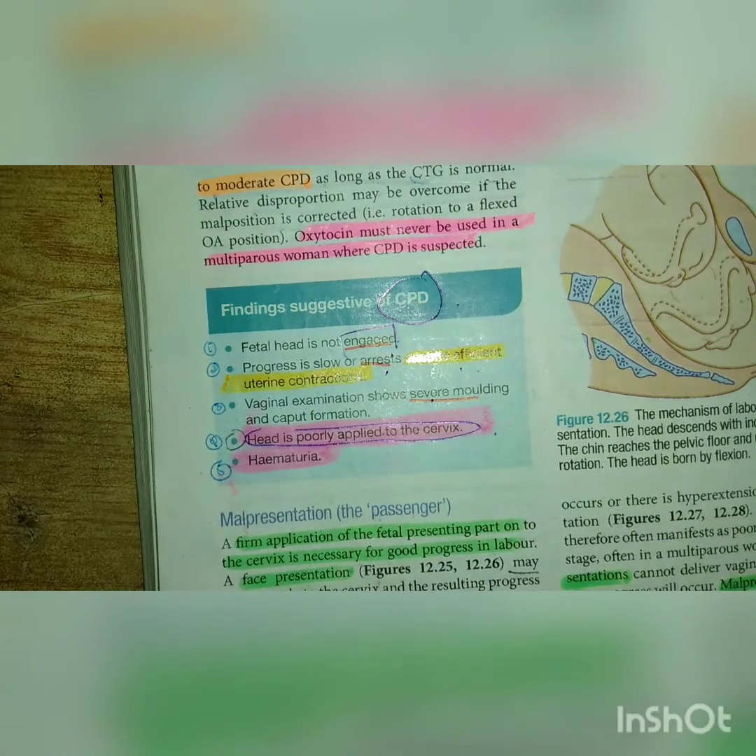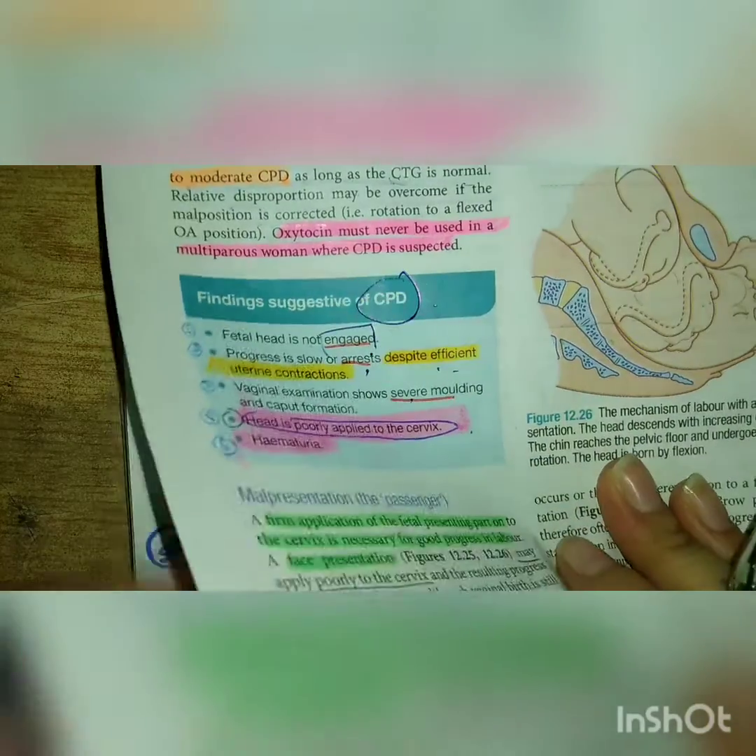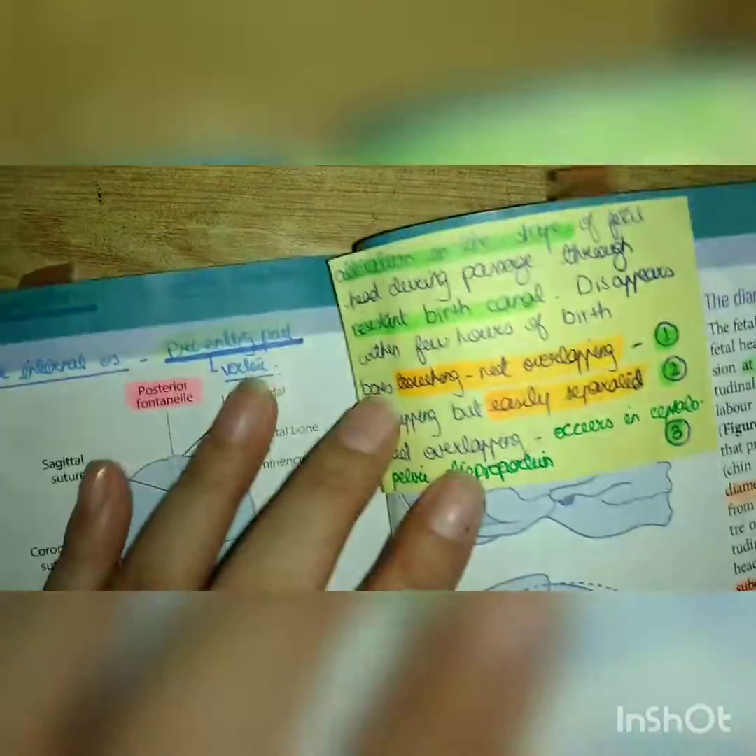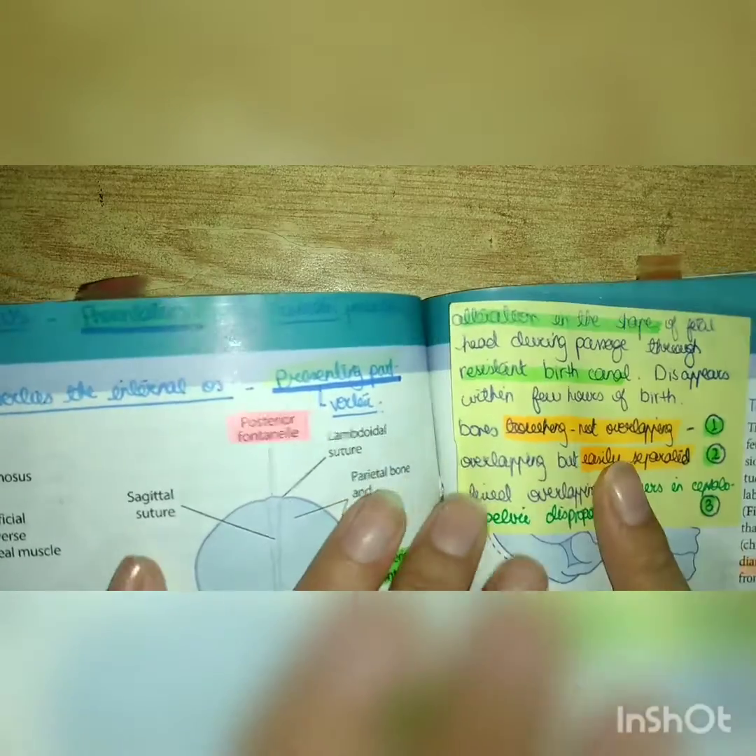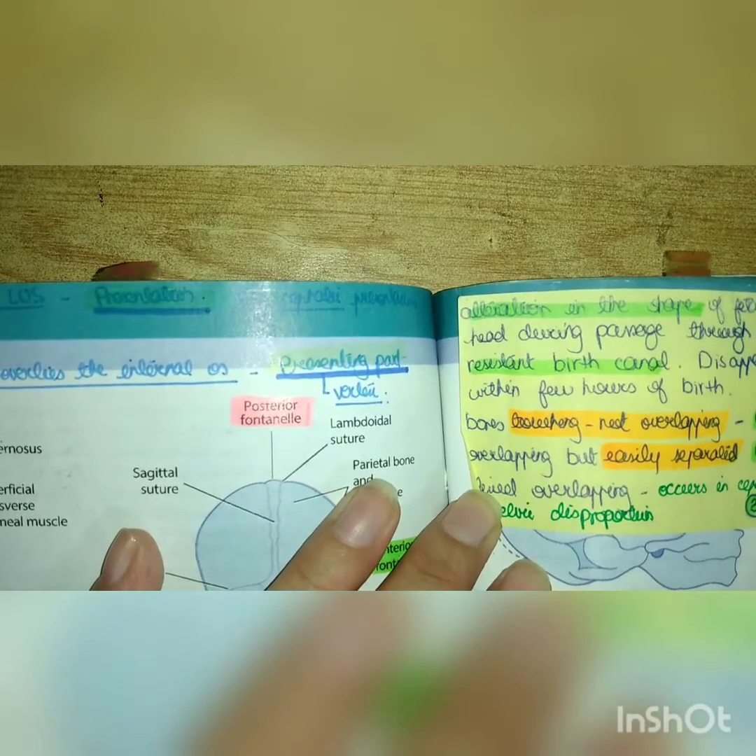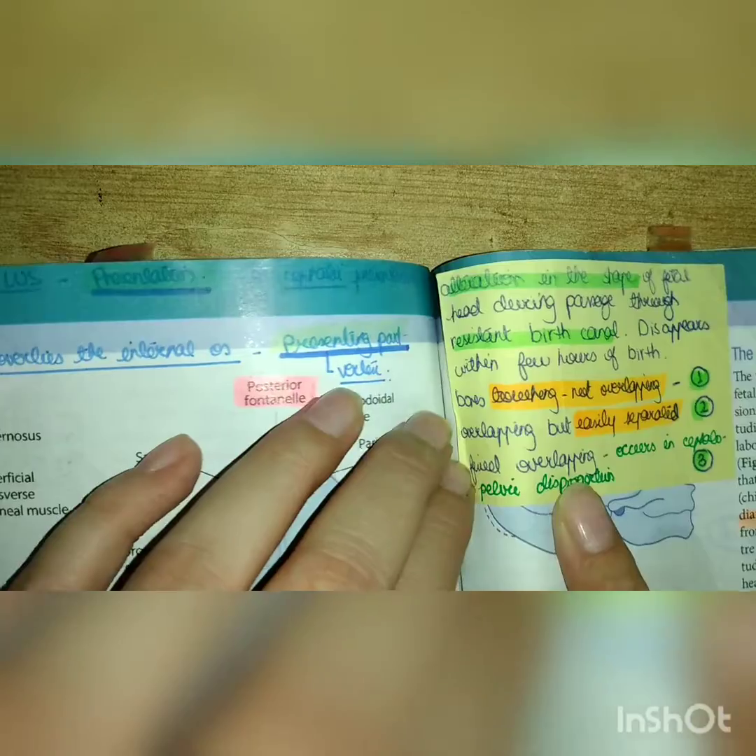What is molding? Basically the skull bones come together. When they slightly touch each other, this is known as grade 1. When they slightly overlap each other and reverse, this is known as grade 2. And when they totally overlap each other and are unable to get back into original position, that is called grade 3. And grade 3 is very dangerous.